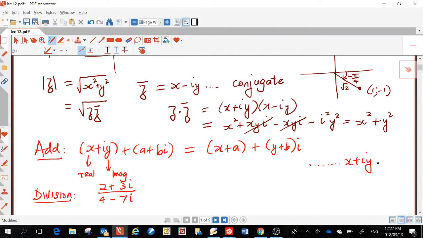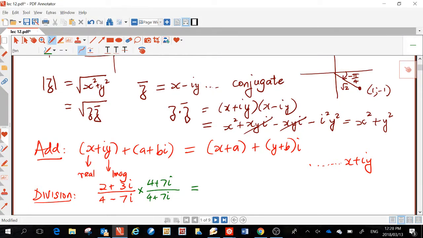So suppose I want to write this in the shape x plus iy. At the moment, it's not. So if you recall, the technique here is to multiply the numerator and denominator by the conjugate of the denominator. It's what we call rationalizing. In high school, you had rationalizing the denominator. Here it is making the denominator a real number. So if you multiply by 4 plus 7i, that's legal. You can multiply by the same thing, top and bottom.